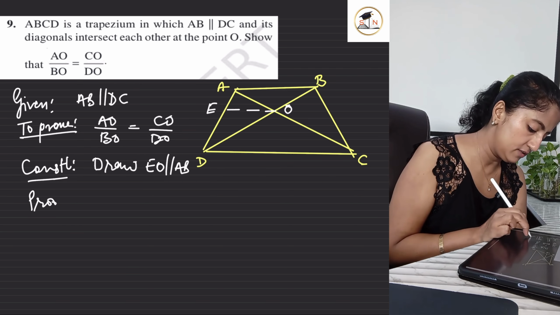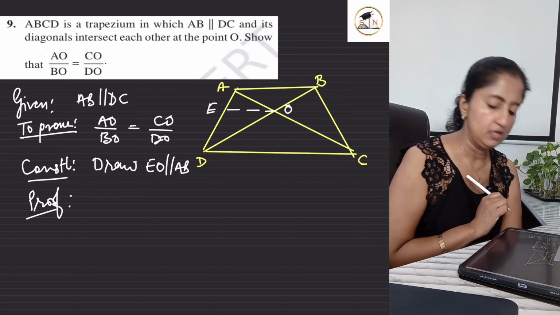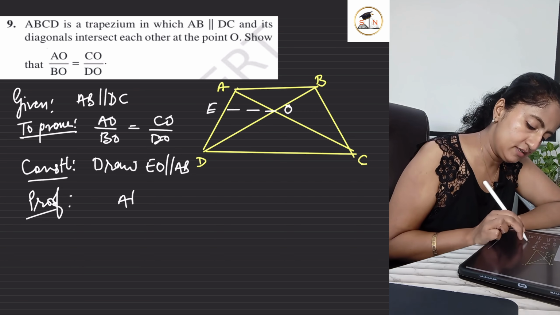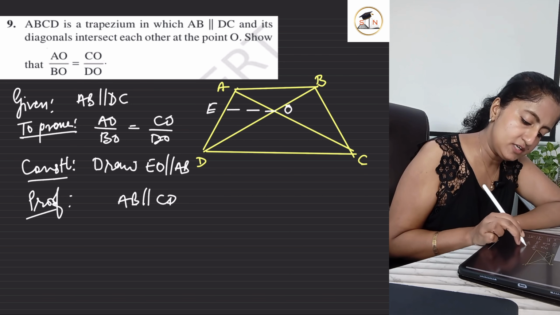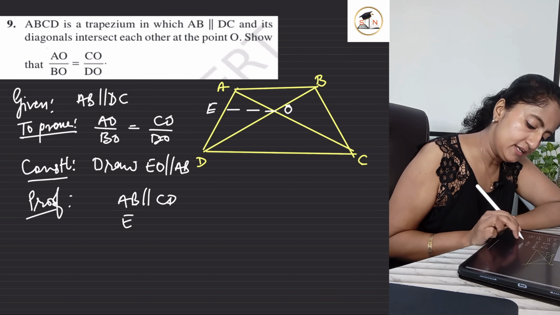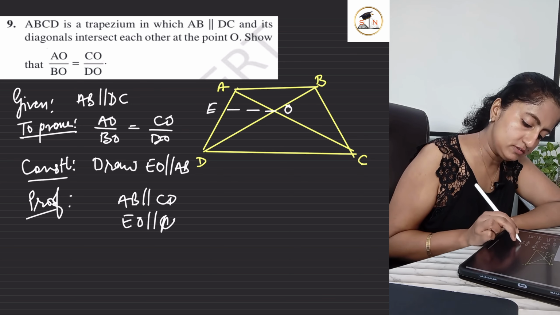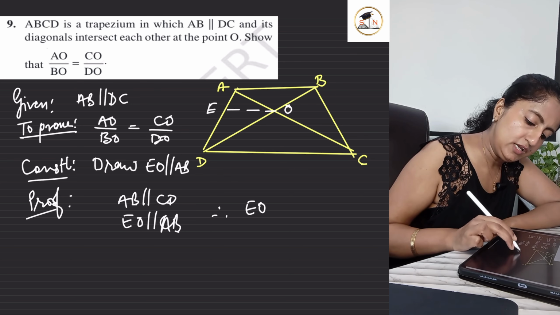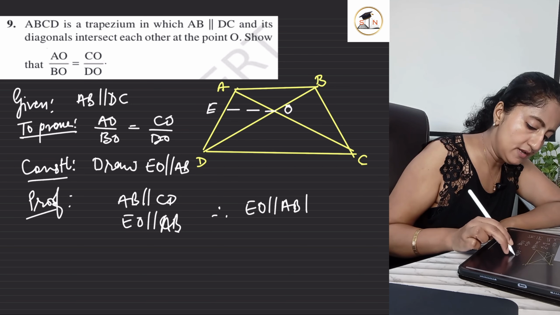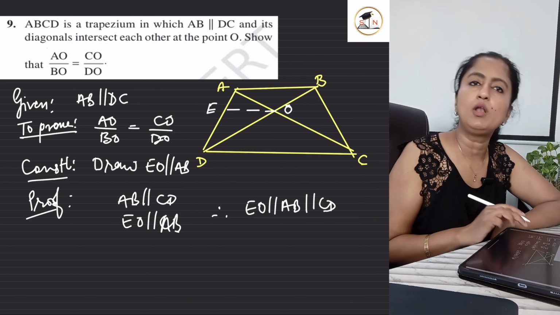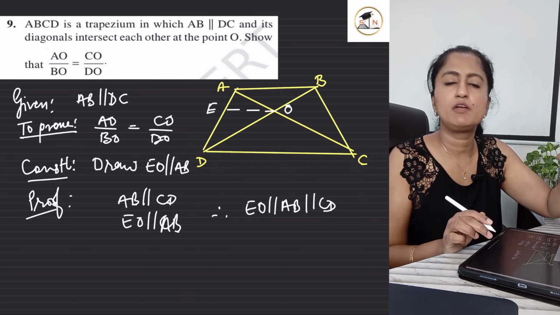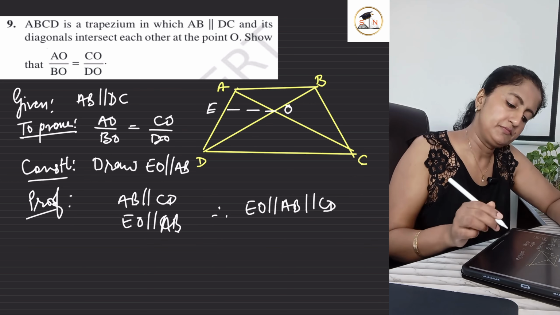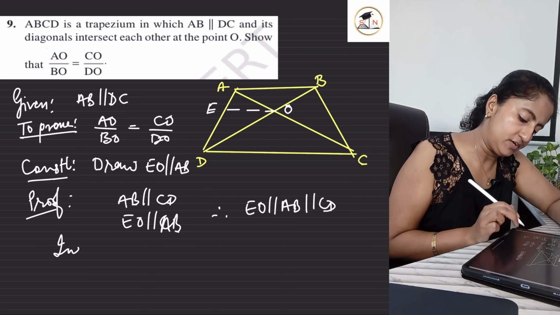Now, starting with the proof. First of all, we were given that AB was parallel to CD. Then we have EO parallel to AB, right? So therefore, we get EO parallel to AB parallel to CD. All lines got parallel to each other, the way we had done in one of the previous questions today as well, right? Now, we will start with the triangle.